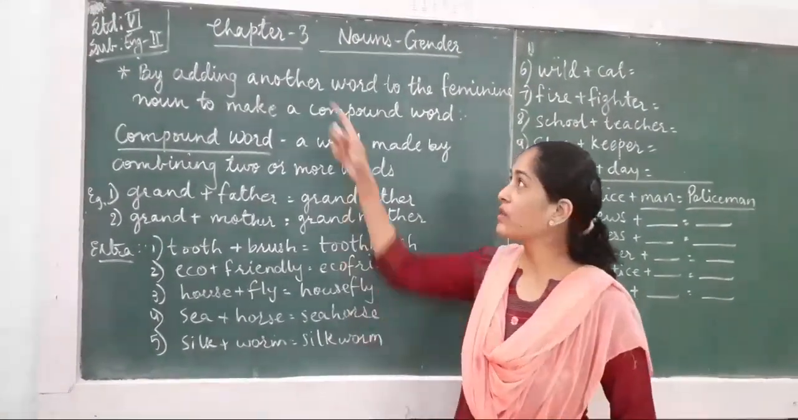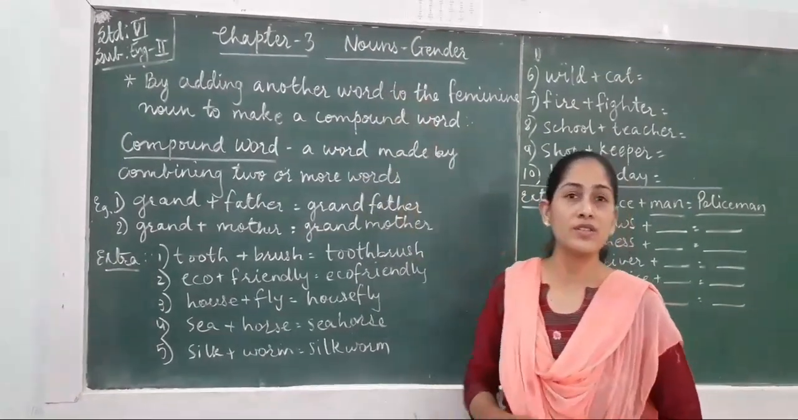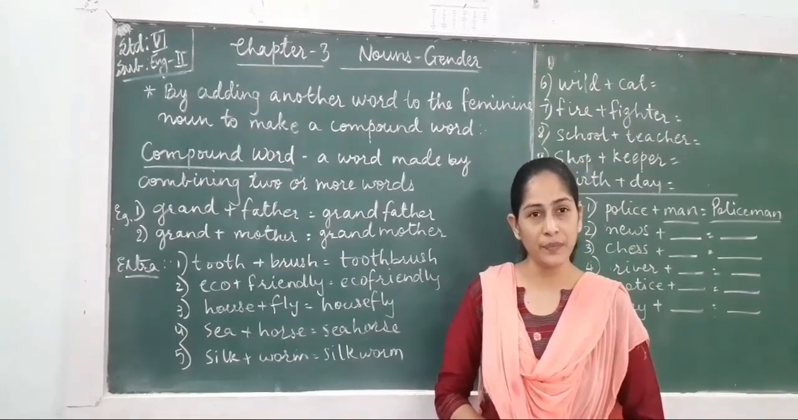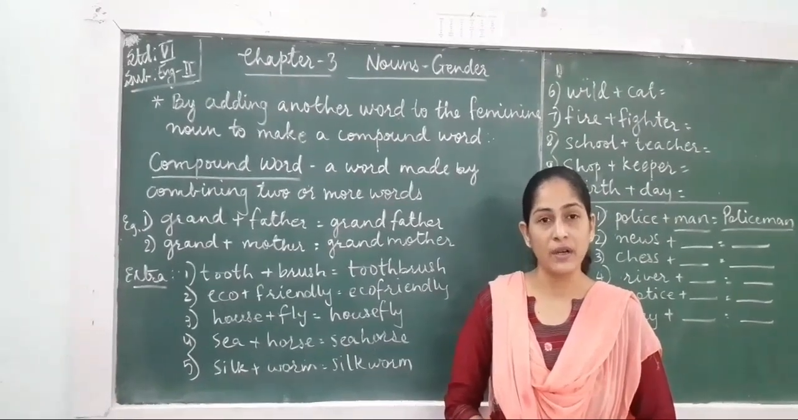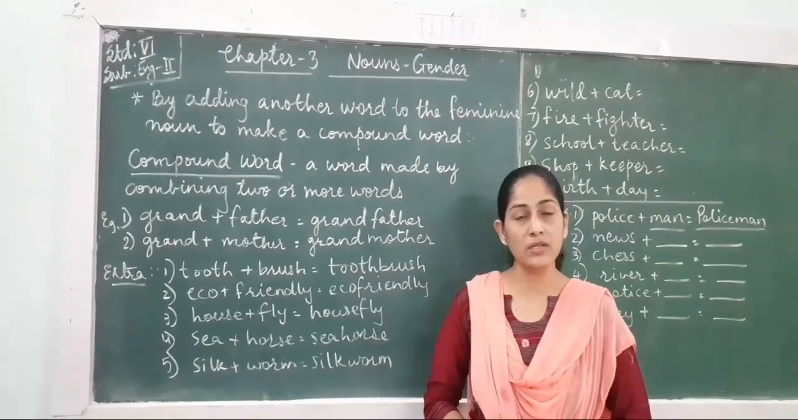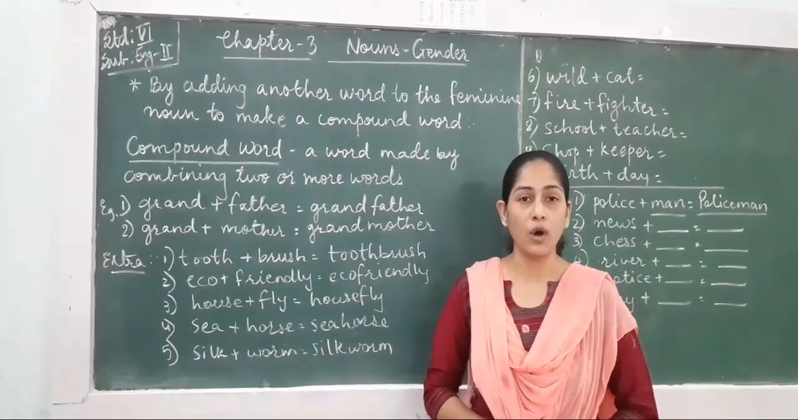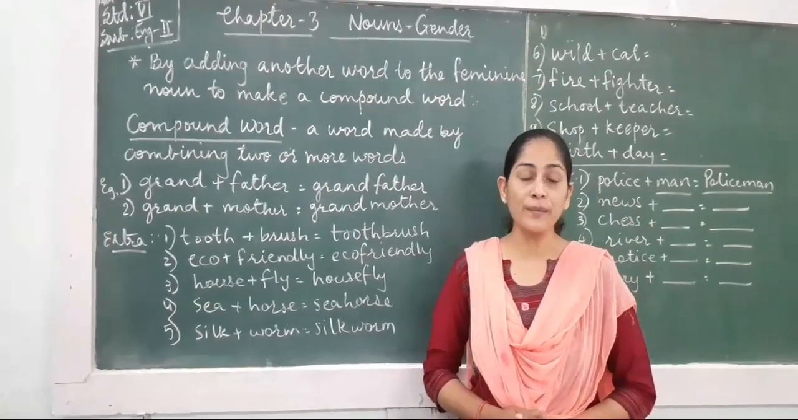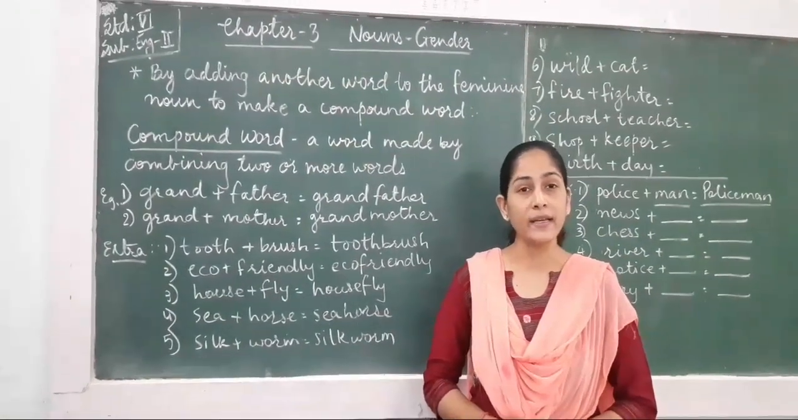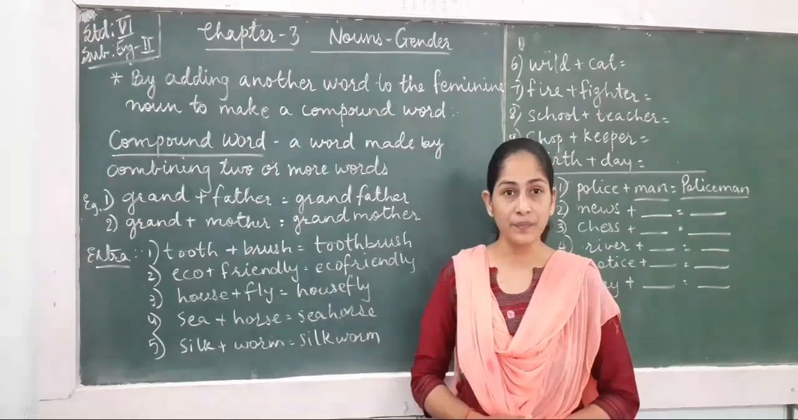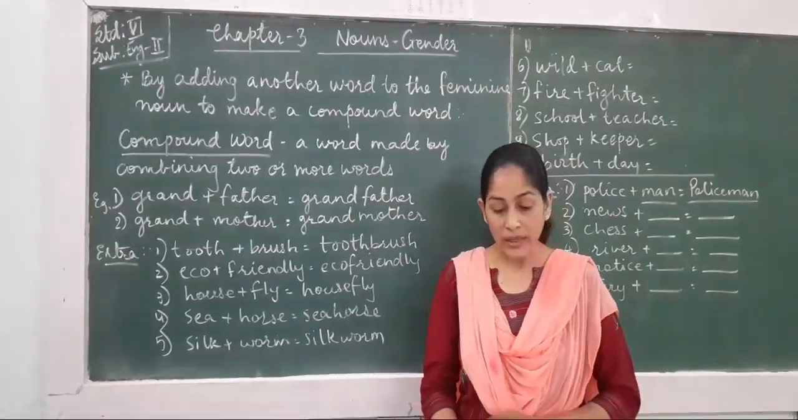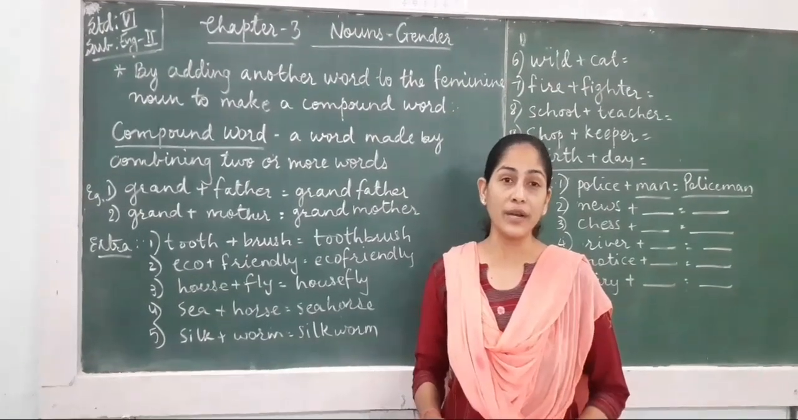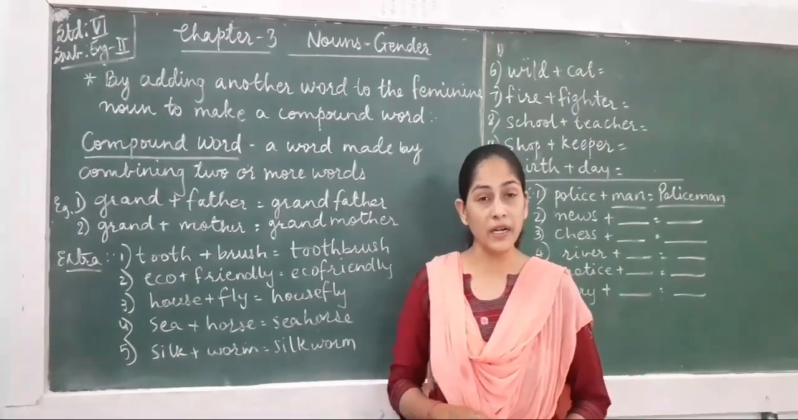We are continuing with the third chapter, that is nouns, gender. In the previous video we had learnt about what is gender and kinds of genders. We have learnt about masculine gender, feminine gender, common gender and neuter gender. We had also learnt how feminine gender can be made by adding ESS to the masculine gender. And we have also learned that feminine gender can be completely different from the masculine gender, where the word will be completely different.